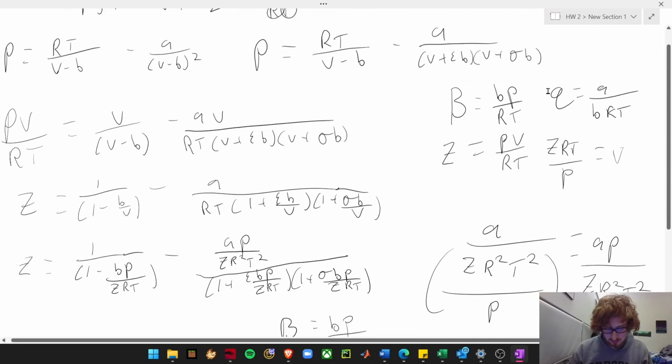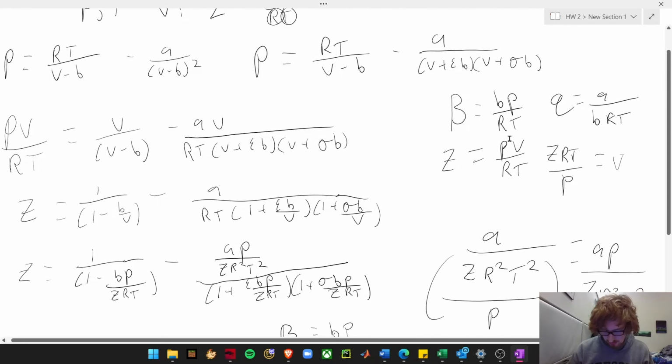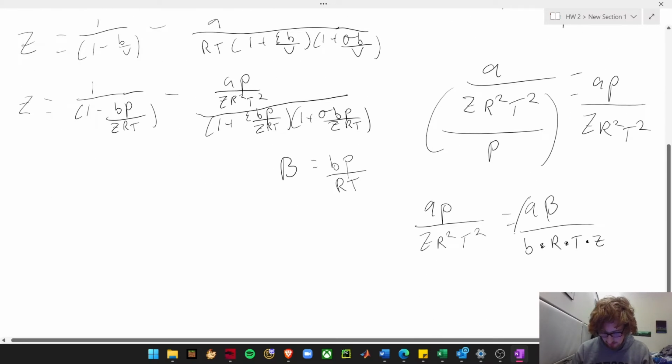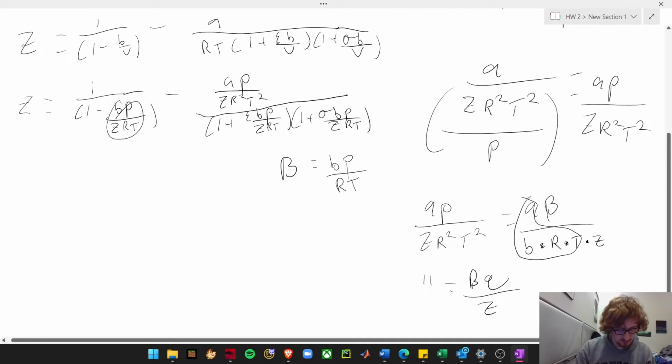And then you'll notice that our Q is A over BRT. So now we have this is our Q. So again, we can rewrite this, beta times Q over Z is the same thing. So now we can plug that in as well. And then we also have this term here. We're going to have BP over RT, where we'll have this term, and we'll also have this term that we can factor in beta for. So let's go ahead and do that.